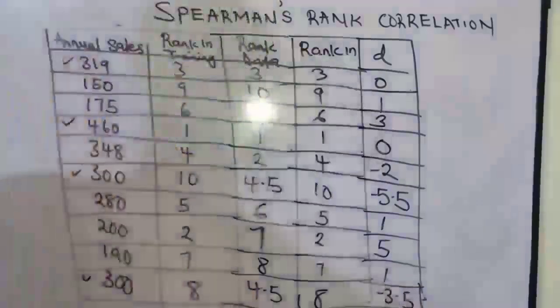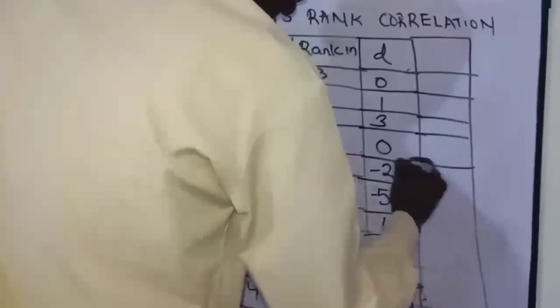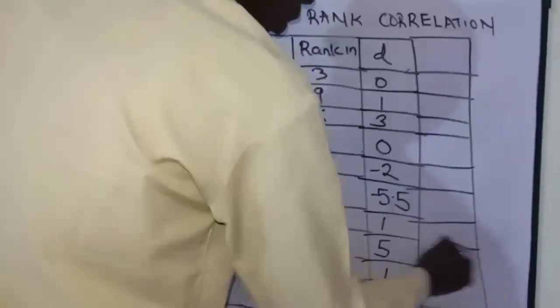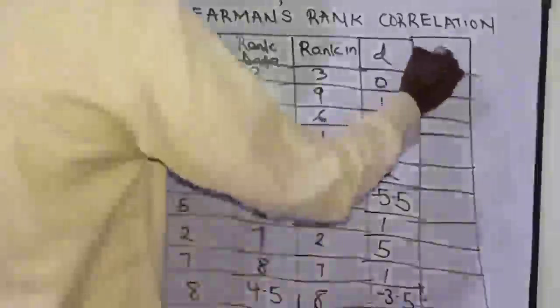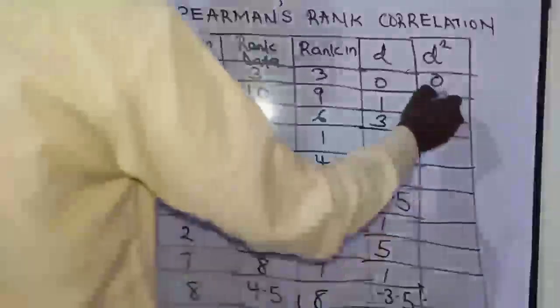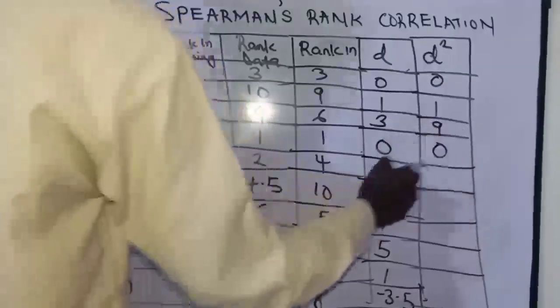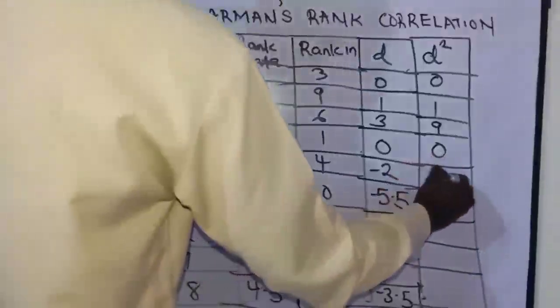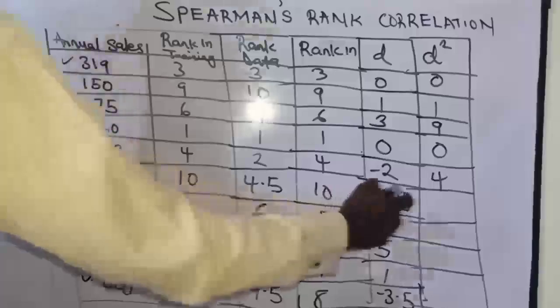So after this, I need to find my D square. 0 square is 0. 1 square is 1. 3 square is 9. 0 again. Minus 2 square is 4.